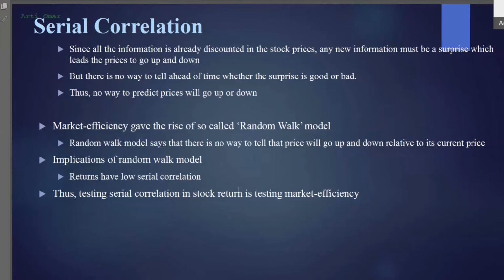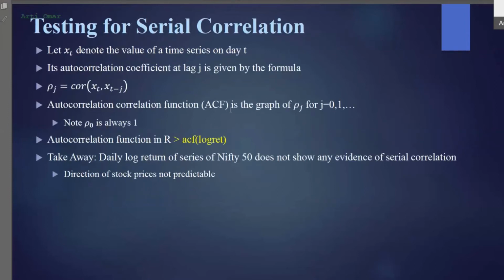This is the first tool to test the ordering of the data. How do we test serial correlation? Basically, there is a mathematical formula for the correlation between the present price, let's say X_t denotes the value of the time series on day t. We have an autocorrelation formula for X_t and X_{t-j}, where j is the lag, whether you want it for the last one day or the last-to-last day. You keep changing the value of j. And rho naught, the serial correlation of X_t with X_t, will always be one. In R, we have a function for testing this serial correlation. I will show you the data also.